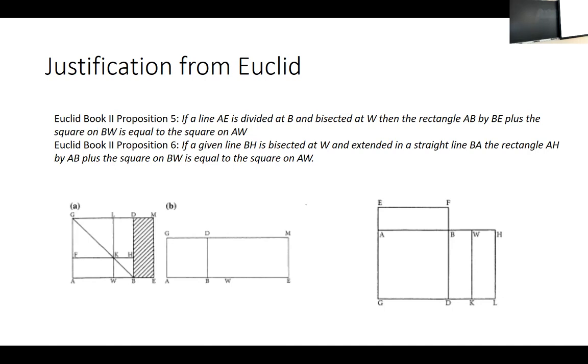The rectangle AH by AB, is this rectangle here, plus the square on BW, here, equals the square on AW. So here is AW. The idea then is you take this rectangle, put it over here, put the square on BW there, and that's actually completing the square like we normally do.